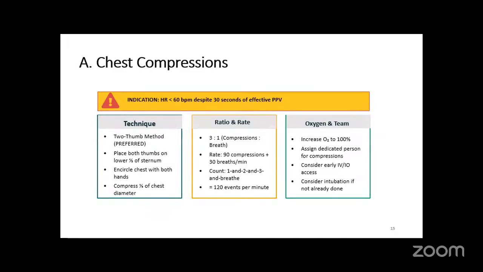Here with the chest compressions, the indication is a baby having less than 60 beats per minute despite 30 seconds of positive pressure ventilation. So you have administered positive pressure ventilation to your baby for 30 seconds, but the baby's heart rate has still not picked up. We have to aid the heart to pump the blood to the whole body. So how is this done? We use the two-thumb method. We place our two thumbs at the lower one-third of the baby's sternum, and we encircle the rest of the chest with our hands.